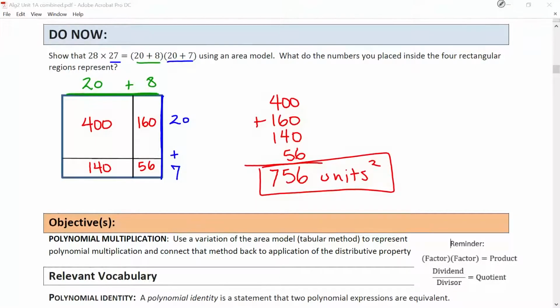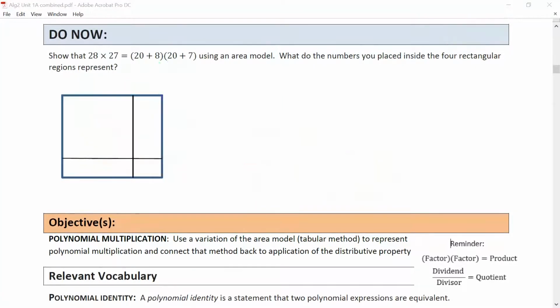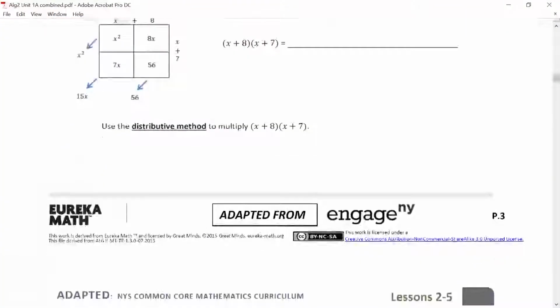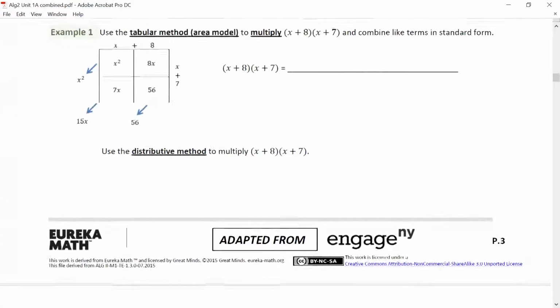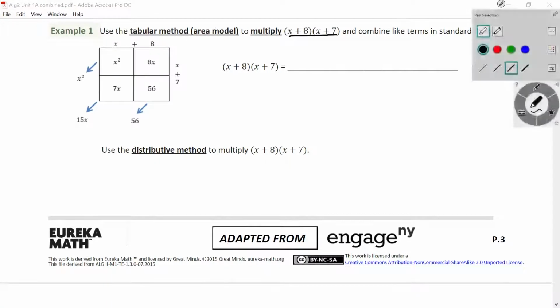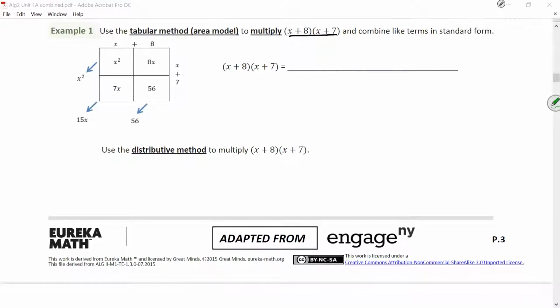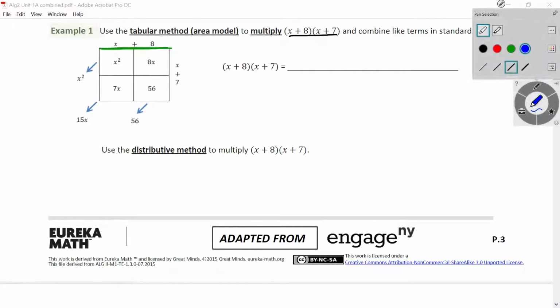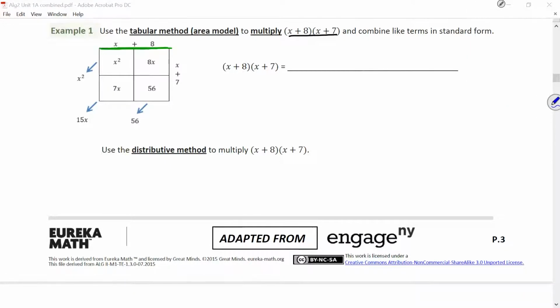We can do a very similar thing with polynomials. So here we're multiplying x + 8 and x + 7. Notice up here we have x + 8 as this length right here, and we have x + 7 as this length right here. And we'll do the exact same thing.